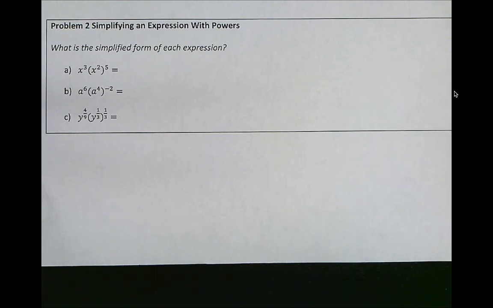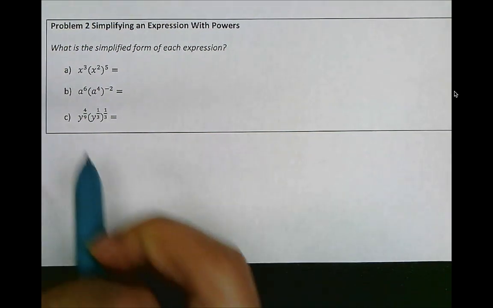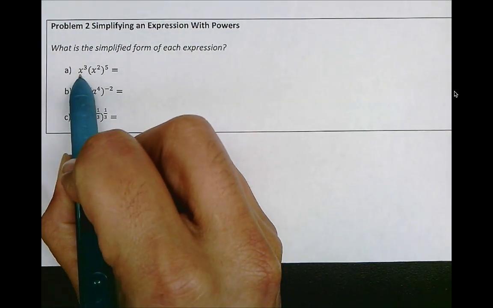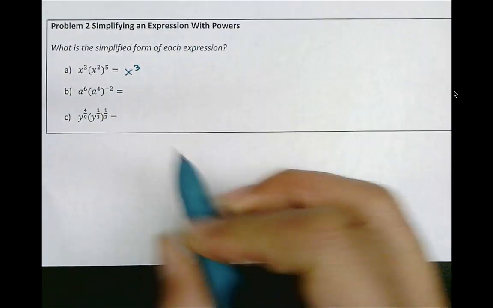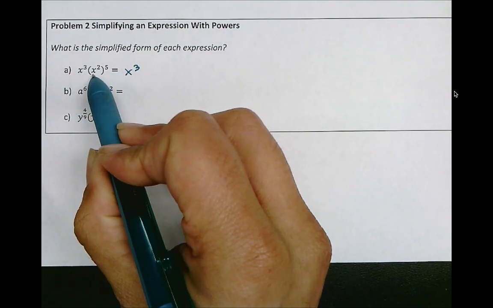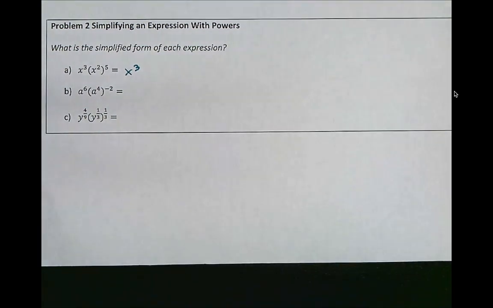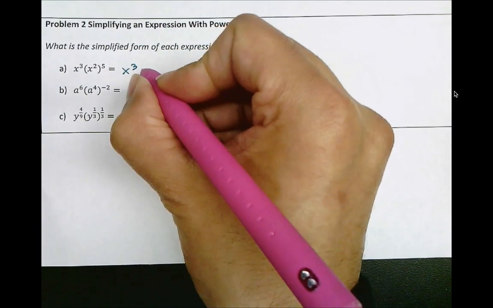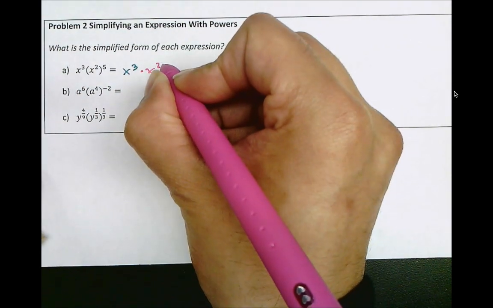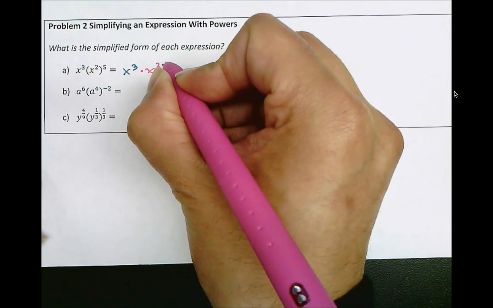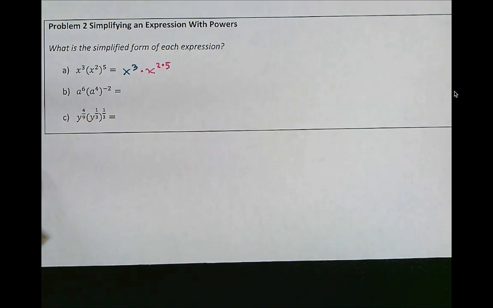In problem 2, we will be simplifying an expression with powers, which still involves simplifying a power raised to a power, as in the previous example. So this time around, we're going to start by bringing over this x to the power of 3. And then in the second part, we're raising x to the power of 2 to the power of 5. So I'll rewrite that in another color. We have x to the power of 2 to the power of 5, which, if you recall from the previous example, means we can multiply these two exponents.